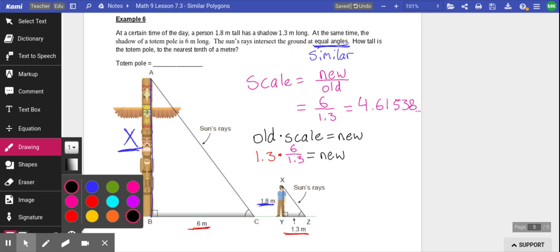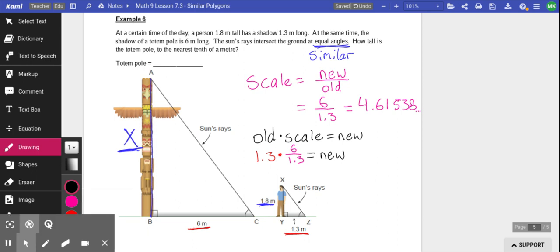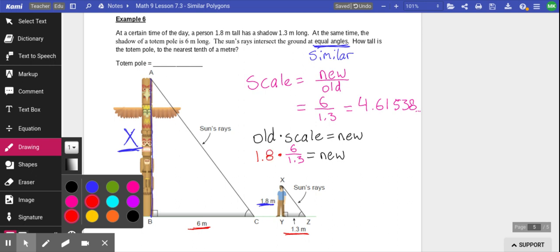I made a typo there. I typed 1.3, it should be 1.8, which is the old height of the human. There we go. 1.8 times my scale of 6 over 1.3. We multiply those two things together. That should give me my new height. We're going to round to the nearest tenth of a meter because that's what it told us to do. So that's one decimal place. My answer is 8.3 equals my new side length, or my totem pole, which is x. So 8.3 is the answer.